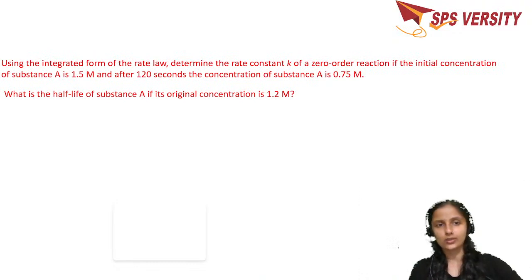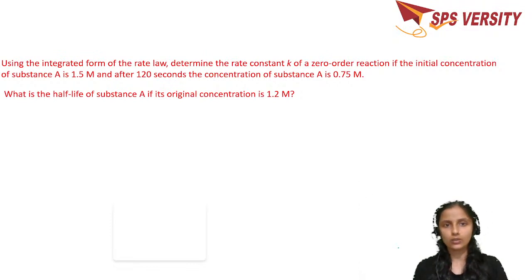So we have a question over here. Using the integrated form of the rate law, determine the rate constant K of a zero order reaction, if the initial concentration of a reactant A is 1.5 molar, and after 120 seconds, the concentration of A is 0.75 molar, and you have to determine the half-life as well.